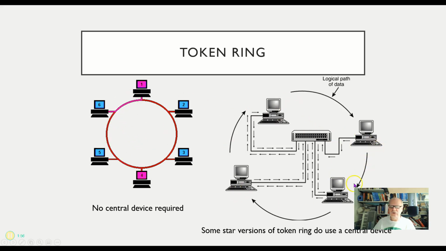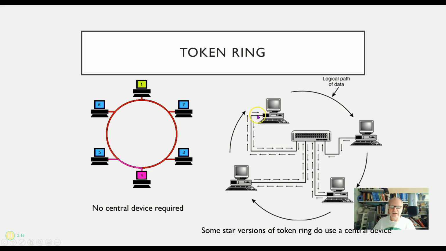We can do tokens with a central device. Now notice there's no central device required in a token ring. We can do token ring here, and what we do is we simply send the token, say to this one, and say, do you need to talk? Or, here's your, you've got the token now.